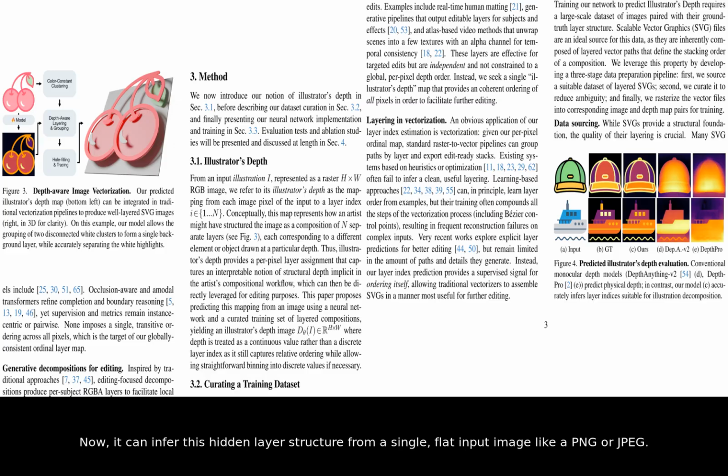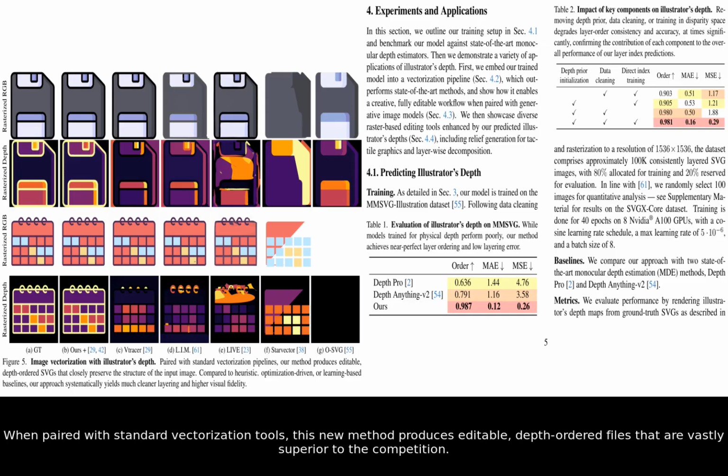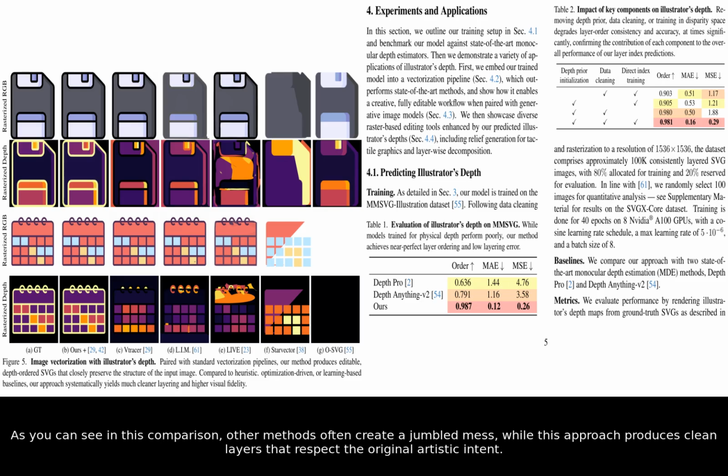One of the most powerful applications is in image vectorization, which is the process of converting pixel-based images into scalable vector graphics. When paired with standard vectorization tools, this new method produces editable, depth-ordered files that are vastly superior to the competition. As you can see in this comparison, other methods often create a jumbled mess, while this approach produces clean layers that respect the original artistic intent.